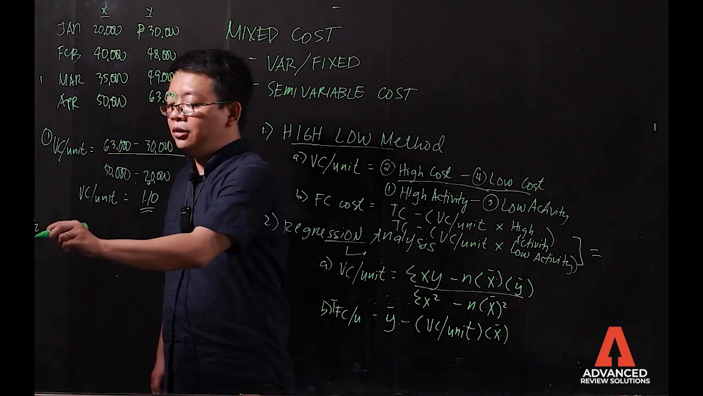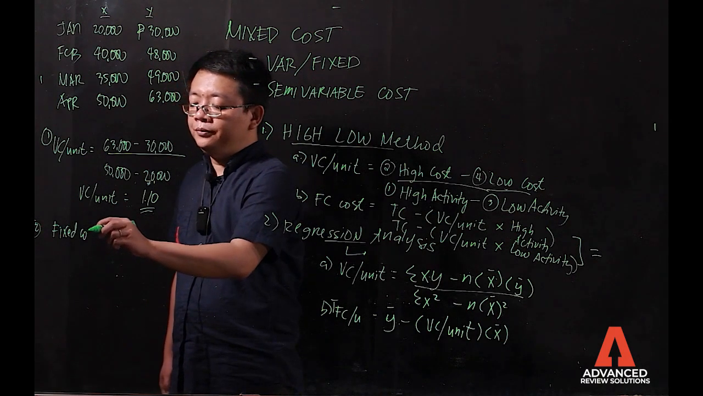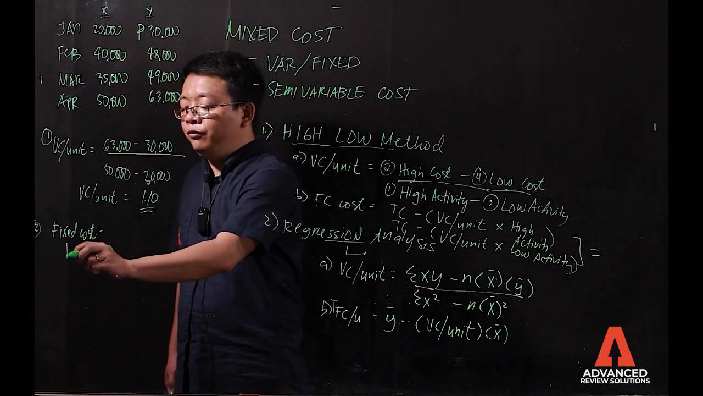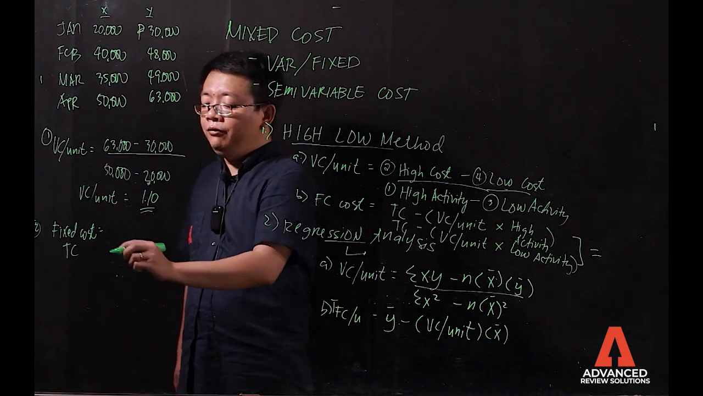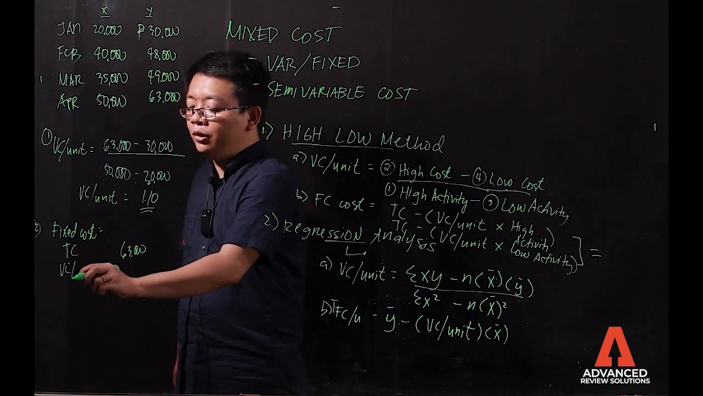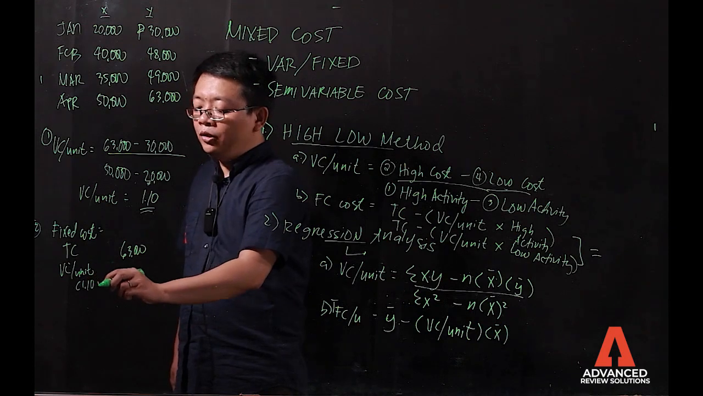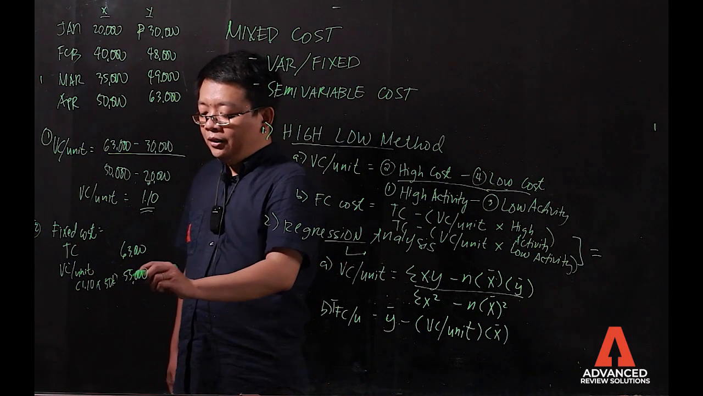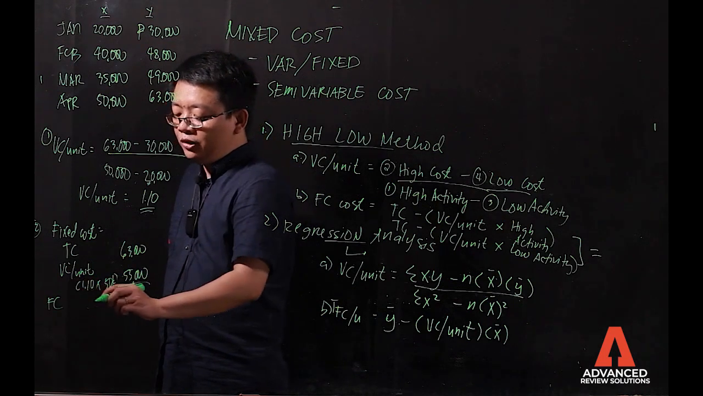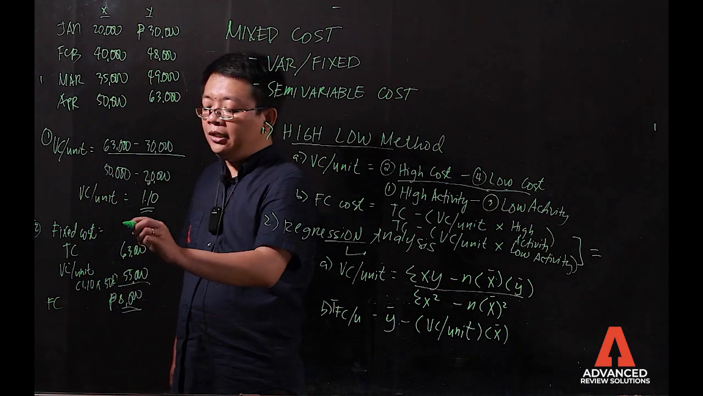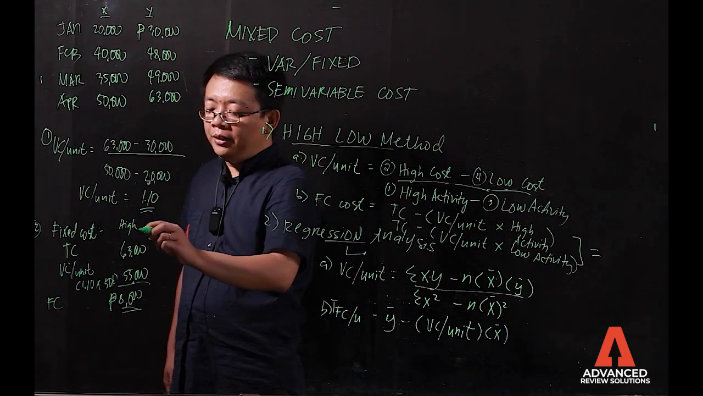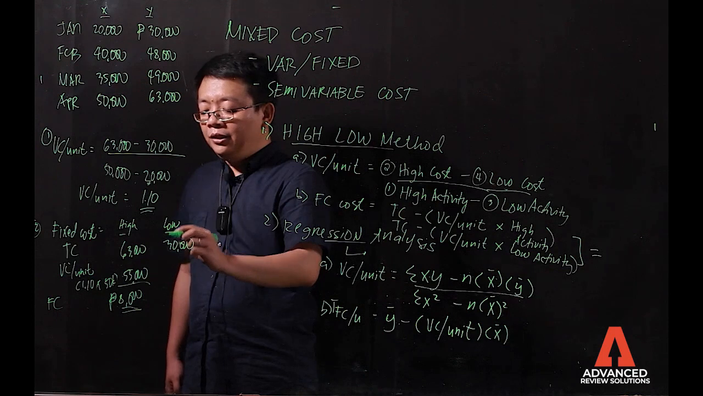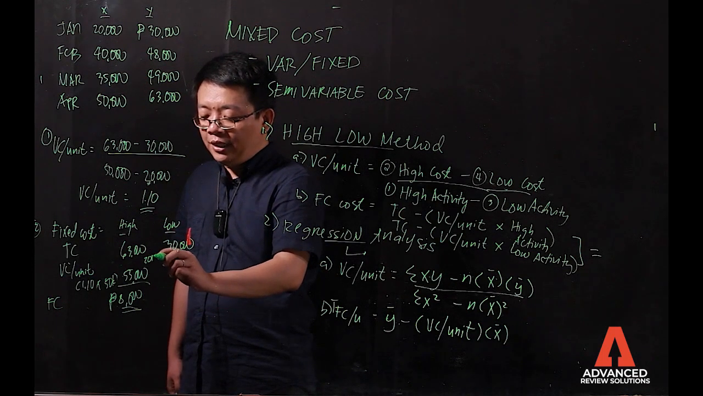How about your fixed cost? To compute for your fixed cost, we know that it is total cost minus the variable cost per unit multiplied by the activity. In terms of your highest, you have a cost of 63,000 and a variable cost of 1.10 multiplied by 50,000, which is 55,000. So your fixed cost here is 8,000. You can do it in terms of your high or in terms of your low. How about low? You have 30,000 here, then 20,000 times 1.10.